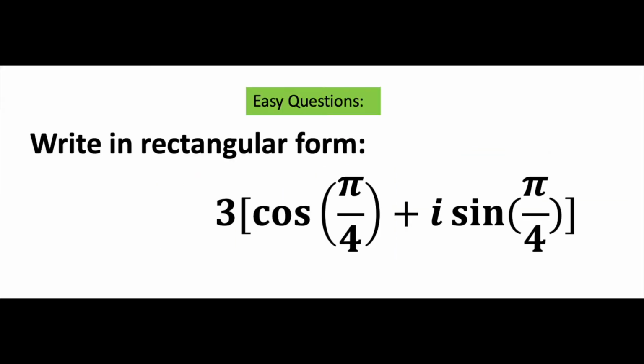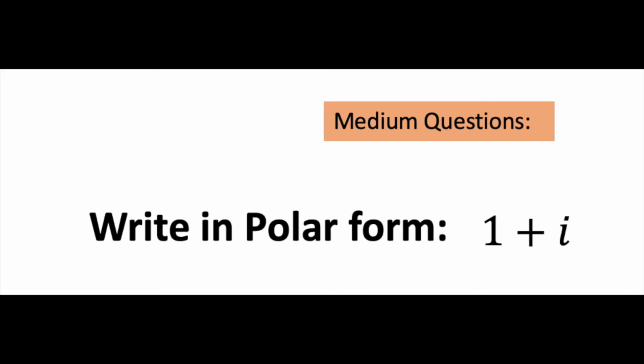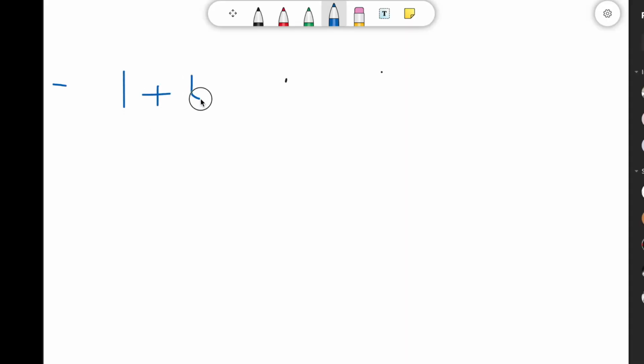Pause the video and try this one yourself, and then check your answer. So you get the same values, you just multiply by 3. And this is your rectangular form. You can expand it if you wish to.